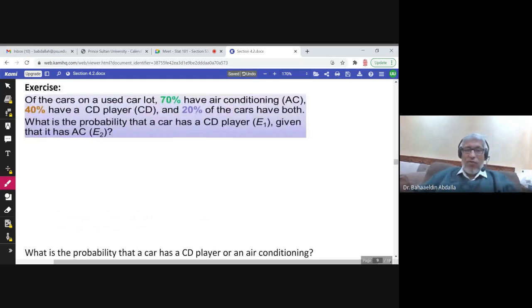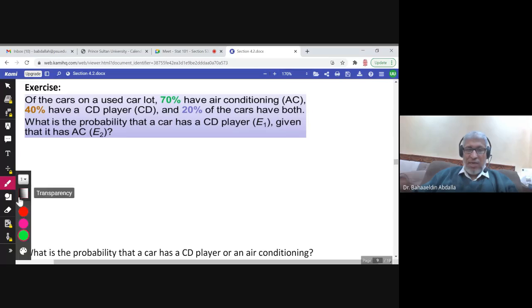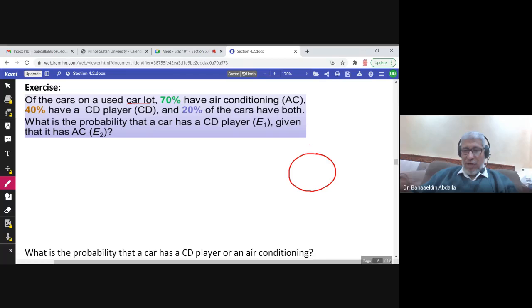Another example of the cars on a used car lot. 70% have air conditioning, AC. 40% have a CD player, CD. So there is a car lot, and there are cars in that car lot. And we know that 70% of these cars have air conditioning. If we draw a Venn diagram, 70% have air conditioning.